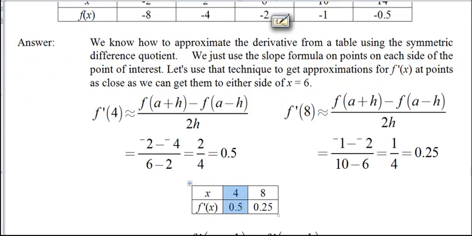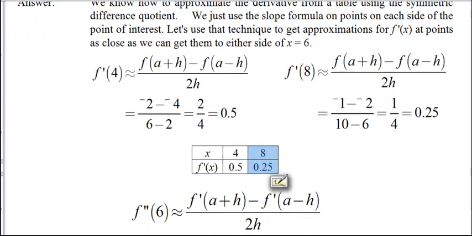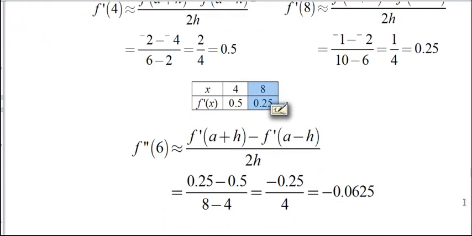So now we have the point 4, comma 0.5, and the point 8, comma 0.25. Those are 2 points for x and f prime of x values. Use those 2 points in the slope formula to compute an estimate for f double prime. So that's going to be 8 minus 4 is 4 for the denominator. 0.25 minus 0.5 is negative 0.25 for the numerator. That's actually negative 1/16 or negative 0.0625. And so that's our best estimate of f double prime of 6 from the table.